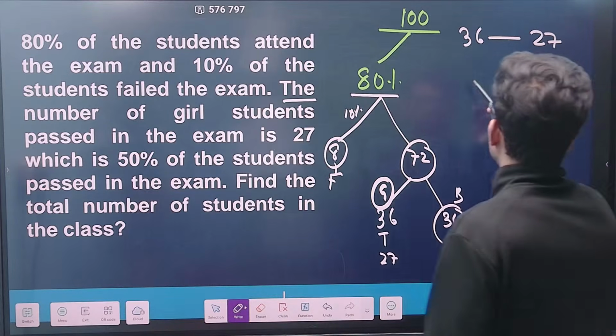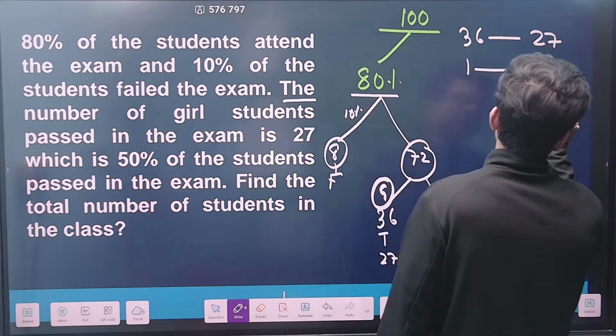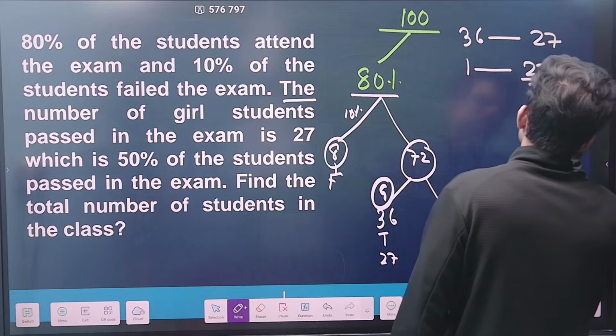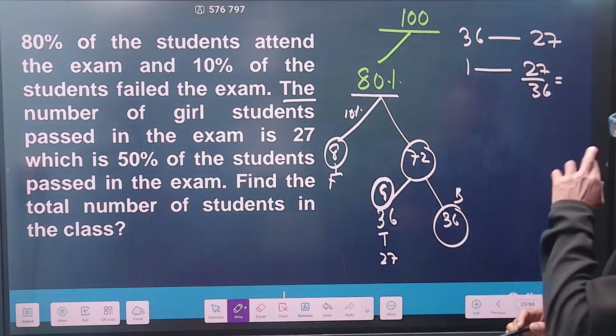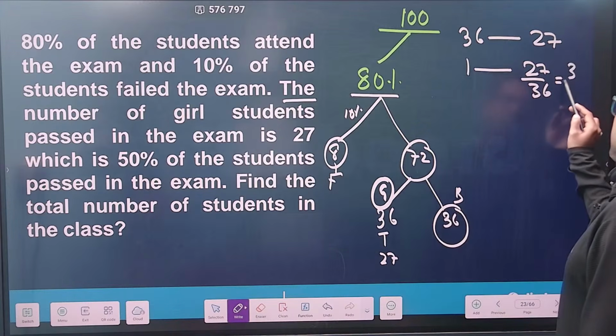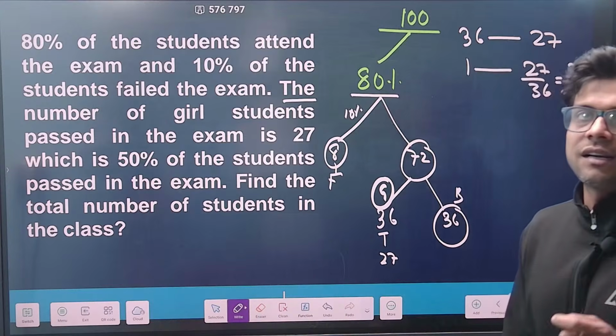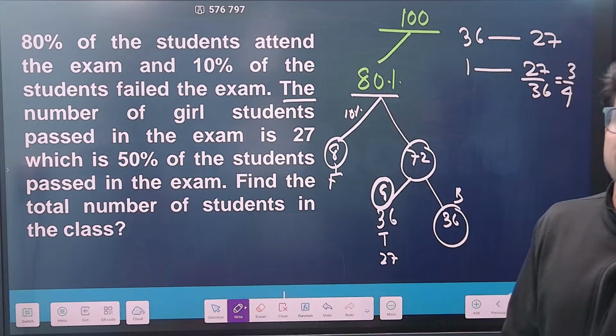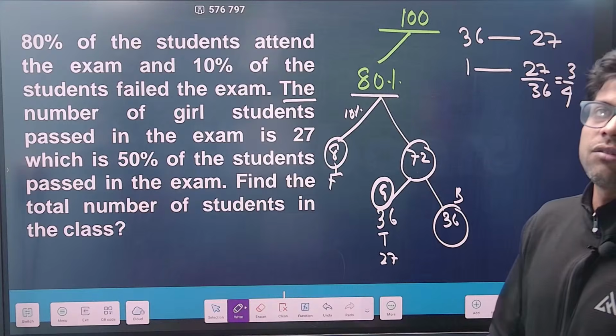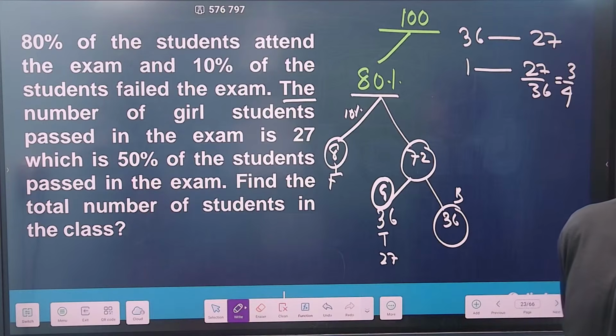So if I say 1 belongs to what? 1 belongs to 27 by 36, which means 3 by 4, correct? I hope you can find the total number of students in the class. They are asking the total number of students in the class. Can you just figure it out? How to figure it out?